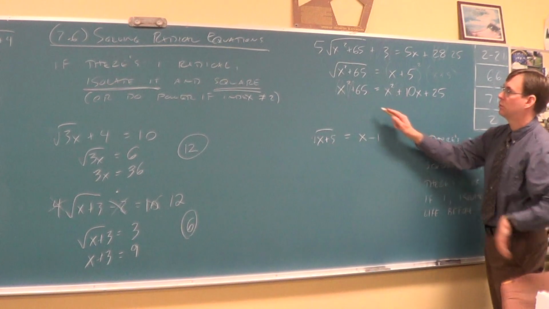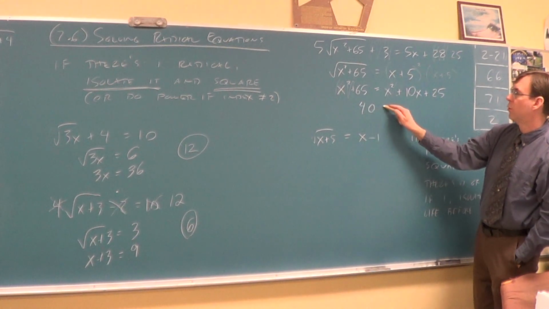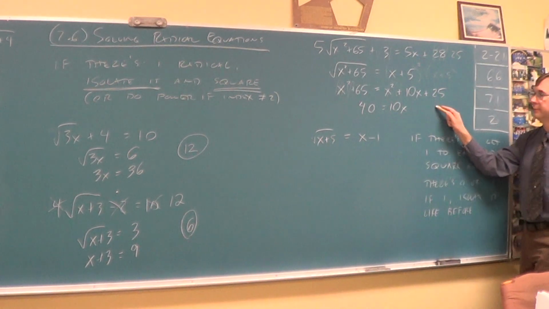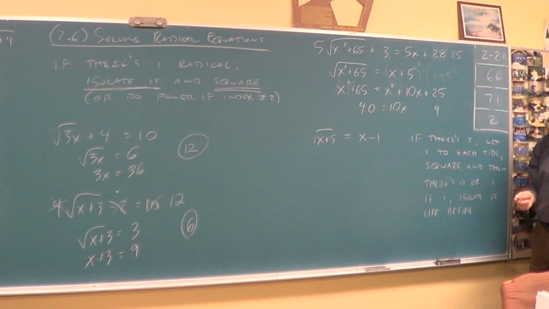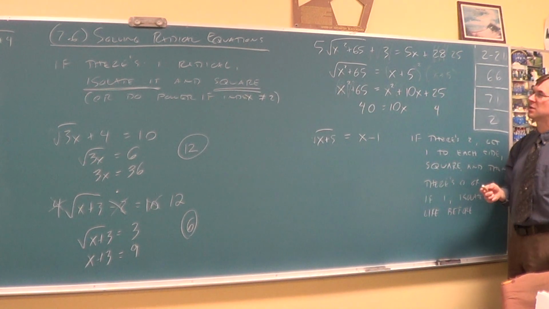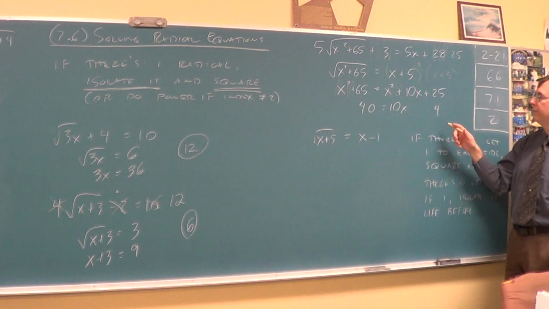Subtract the 25. 40 is 40, x equals 4. We got a 4. I would always check these. Some of these are not going to work when we check them.